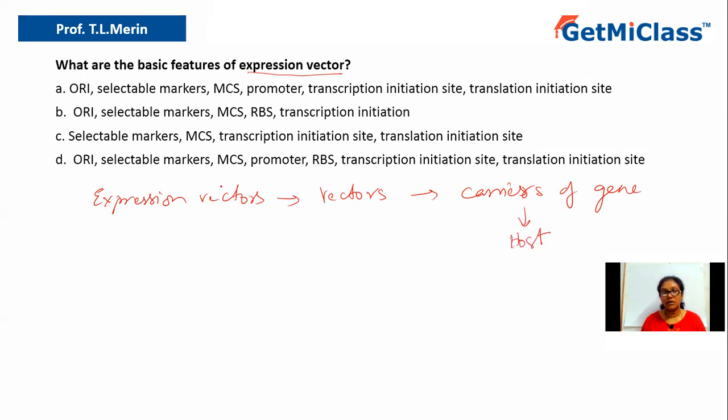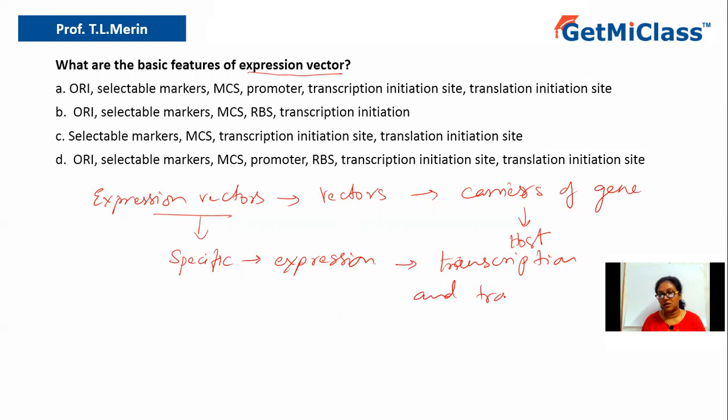Now these expression vectors are specific to a particular host. That means they are very specific towards the expression. Expression in the sense, we are talking about transcription and translation. So whenever we say expression of gene, we are talking about transcription and translation. So it will have all the important components which are necessary for the transcription and translation process.